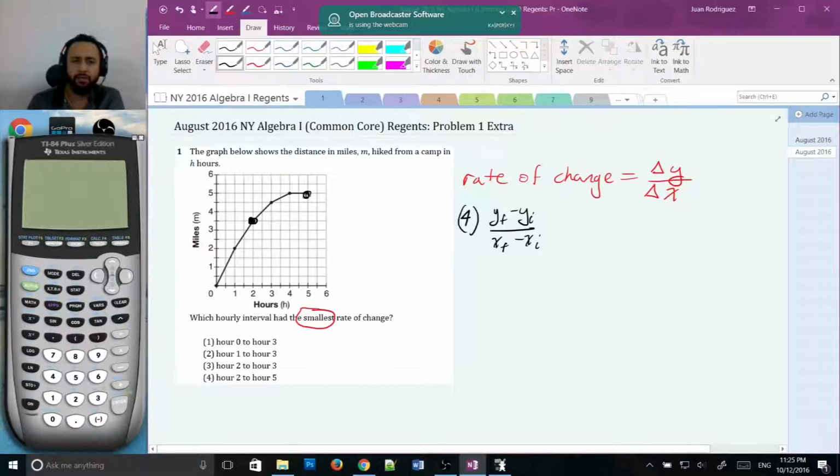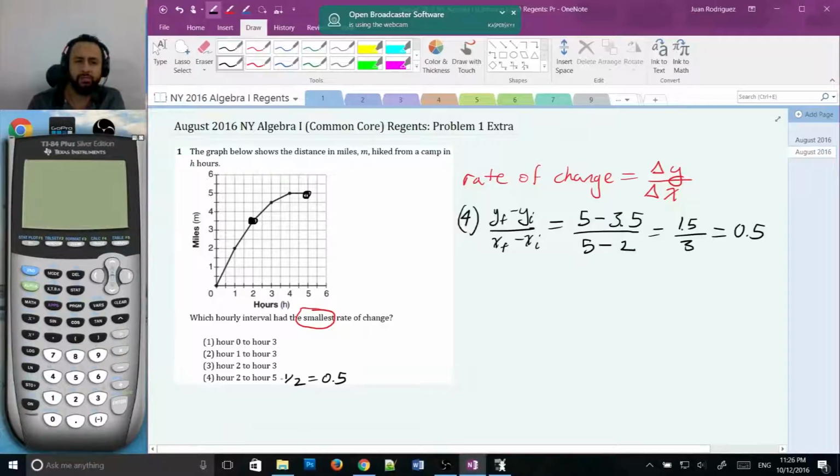and here. At hour 5, the distance is 5 miles. Y initial is 3.5 miles. And x final is 5 hours, minus x initial is 2 hours. So 5 minus 3.5 is 1.5, over 5 minus 2 is 3, which is equal to, in fact, 0.5, or 1/2. So now let's see, hour 2 to hour 3.